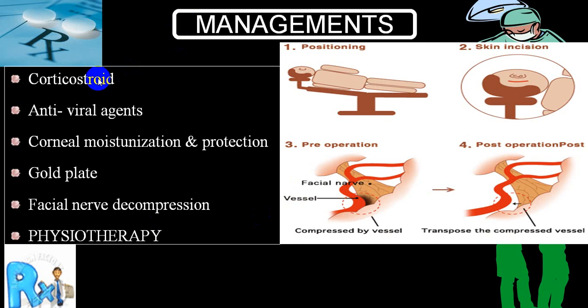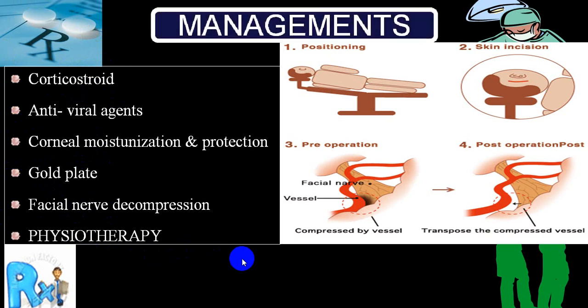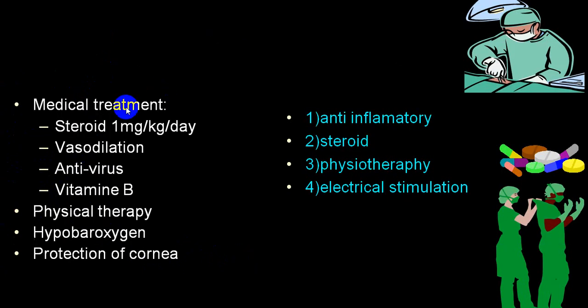Management: glucocorticoids, antiviral drugs, protection of the cornea, and very rarely a surgical intervention like gold plates in the upper eyelid or facial nerve decompression. Physiotherapy will be needed if the person doesn't recover completely by pharmacotherapy. In medical treatment, or pharmacotherapy, steroids, antiviral drugs, multivitamins, etc. are all utilized.